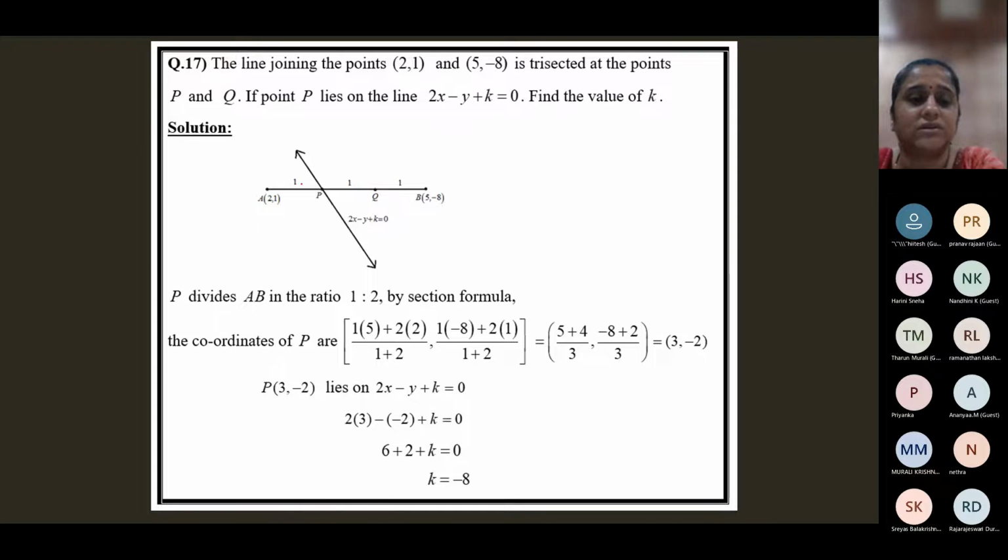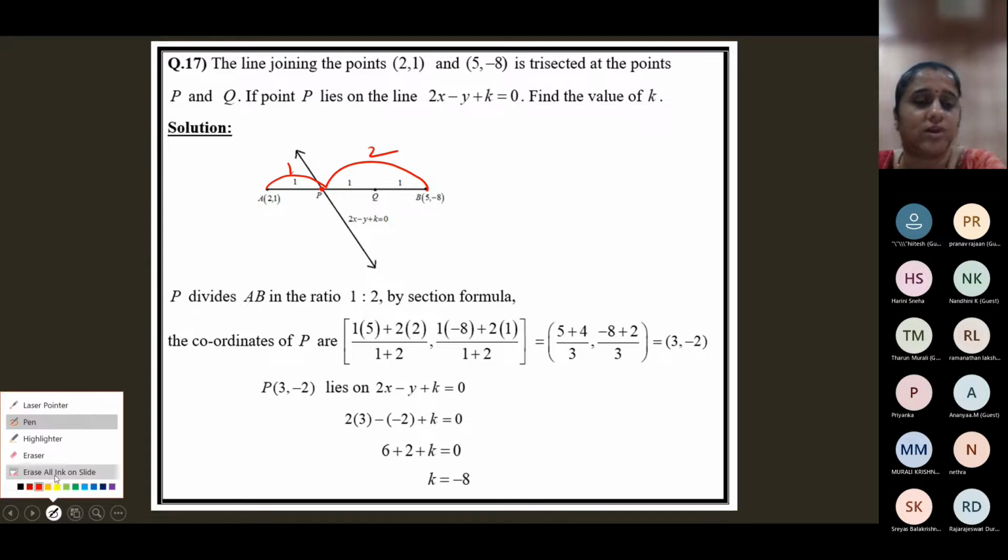So because it's trisected, it's 1:1:1. You can see the ratio. So P divides AB in the ratio 1:2. Two parts, 1:2. So use the section formula to find the coordinates of P.